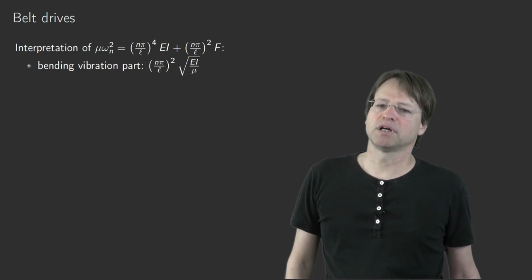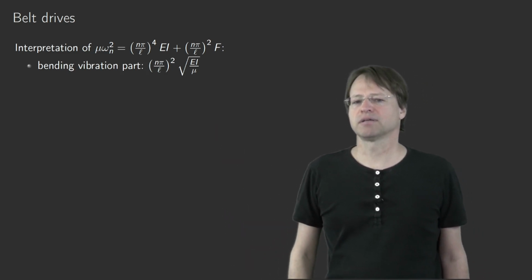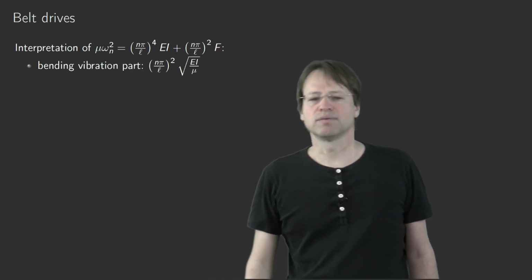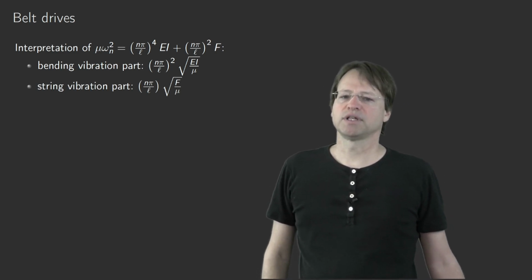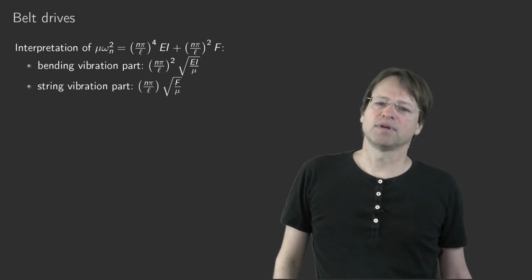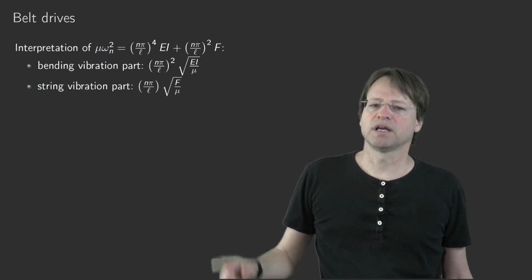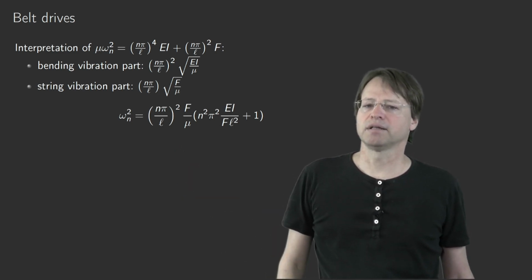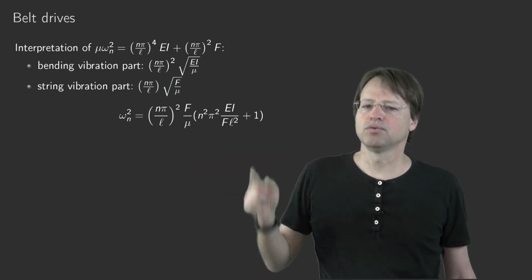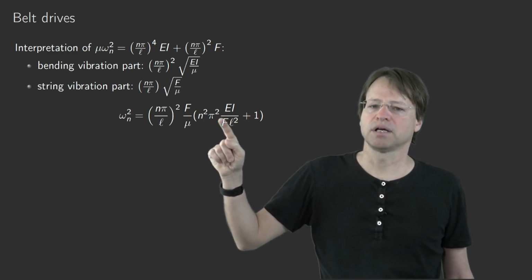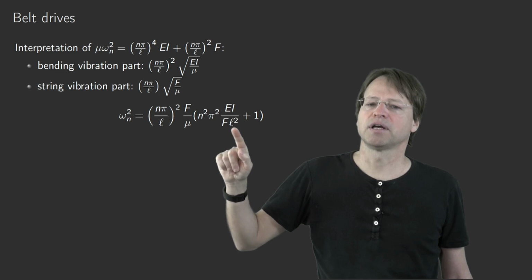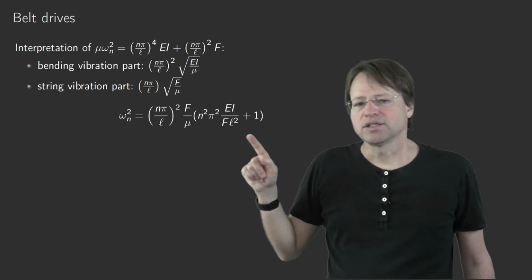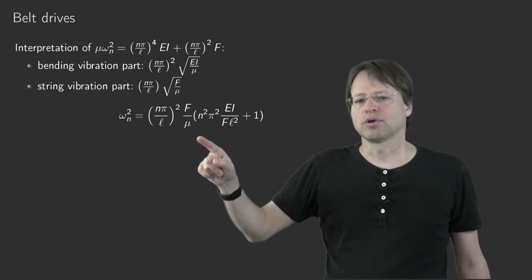So for the bending vibration part, we have (n pi divided by L) to the second power times the square root of EI over mu, if we compute the square root of that expression. For the string vibration part, we have n pi divided by L times the square root of F divided by mu. So we can write omega n squared as (n pi divided by L) squared times F divided by mu, and then we have a function (n squared pi squared EI divided by F L squared plus 1). And this is the decisive factor here, the term in parentheses.